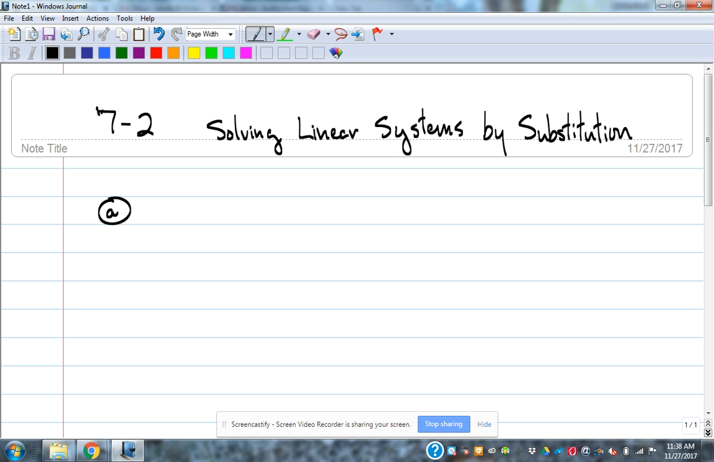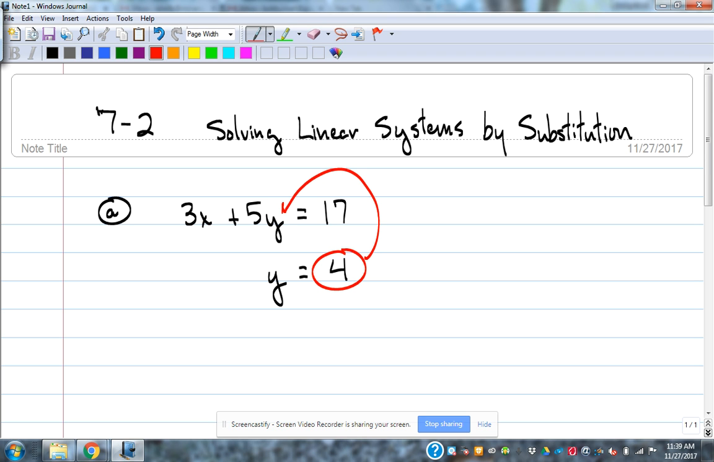Okay, so when you're substituting, you might have a system of equations: 3x plus 5y equals 17. That's one equation. And then you have a second equation that might be something like y equals 4. These are the easiest of the ones. We'll step it up a little bit as we go. With substitution, what you want to do is take one of the equations that tells you what a variable is equal to and substitute that into the other equation. This one says that y is equal to 4. So I can substitute that in the place of y in that first equation.